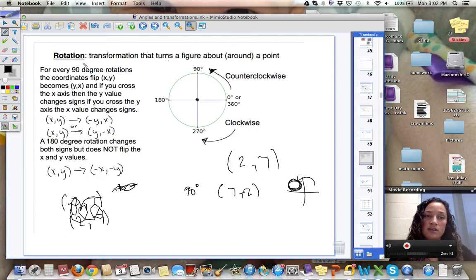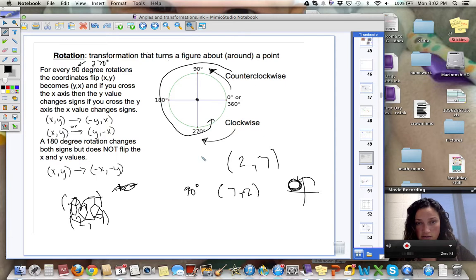This rule up here is also for 270 degrees. We just say 90 because a 90 degree rotation counterclockwise is the same thing as a 270 degree clockwise. Or if you see this is going this way, 270 degrees counterclockwise would give me here, right? Counterclockwise, which is the same thing as a 90 degree clockwise.